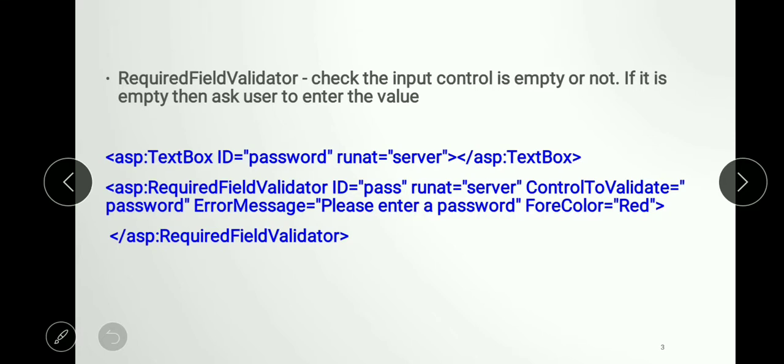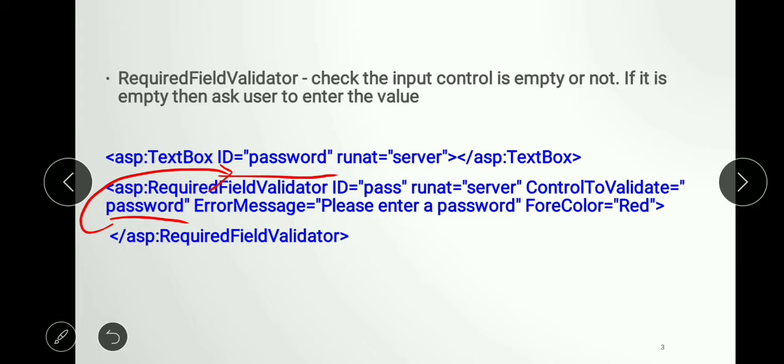Here we just take the text field. The id of the text field is equal to password, and for that text field we have to apply this asp colon required field validator control. It has different attributes, that is id is equal to, then runat is equal to, then control to validate, meaning the name of the control for which we want to apply the validation.